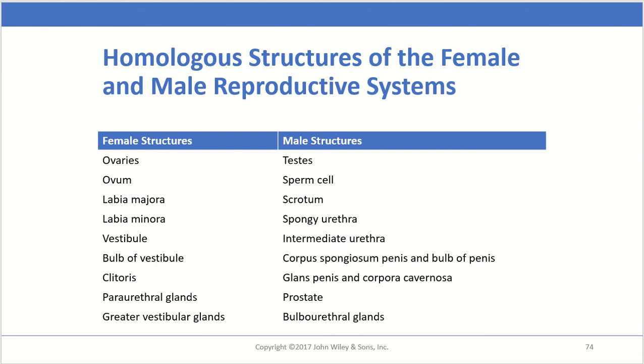So here, just for your studying delights, is a table looking at the homologous structures between the male and the female reproductive systems.